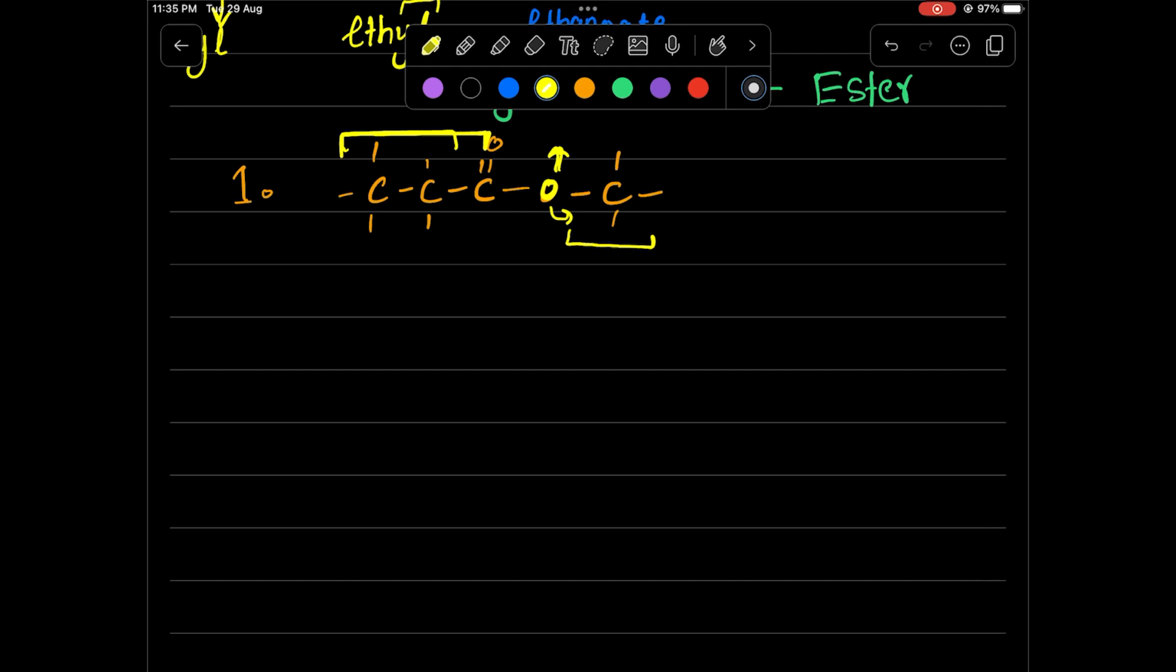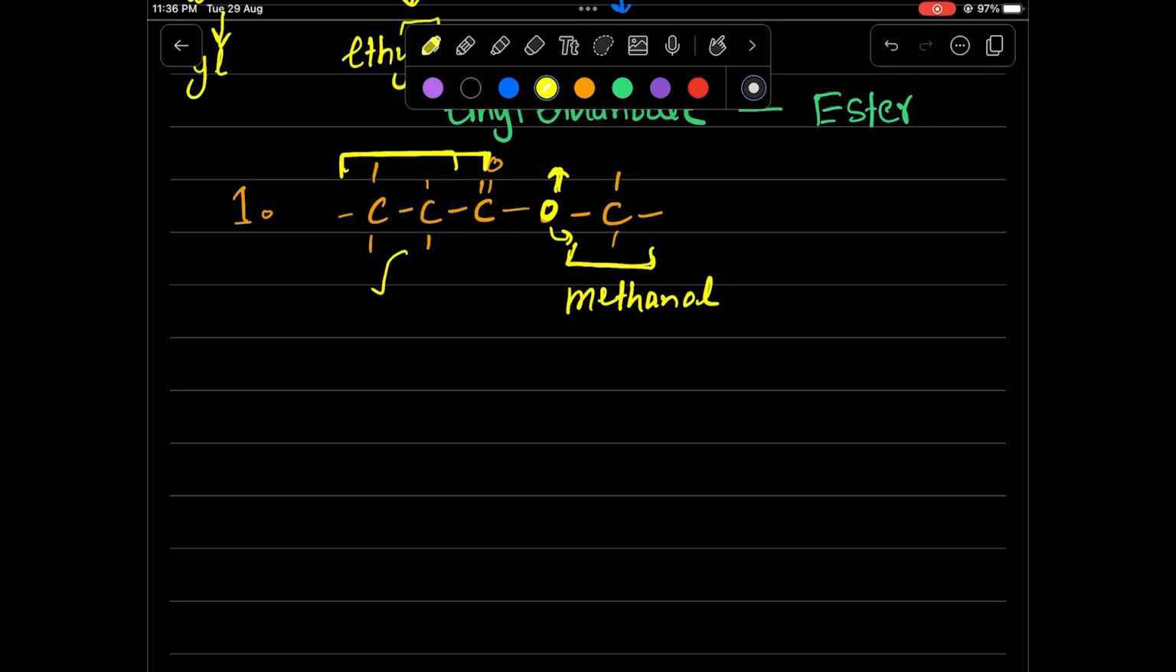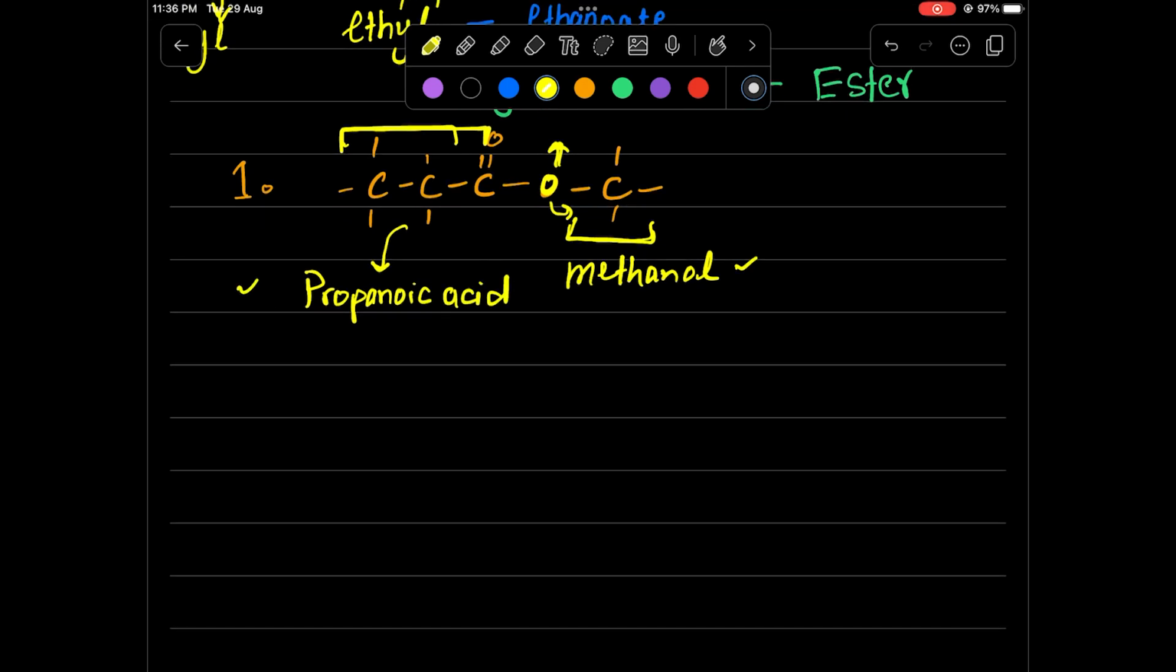So now I'm going to name this. This alcohol has only one carbon, so what can it be? It can only be methanol. Then I'm going to see how many carbons this carboxylic acid has. Three. So what is the name of a three carbon carboxylic acid? It is propanoic acid. Till here I'm done, right? If you're new to the naming of esters, you can do it this way, but if you have a little bit of practice, you can keep these two names in your mind and then write the ultimate formula below it.